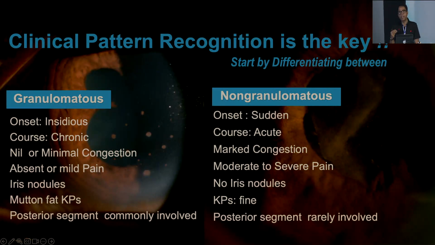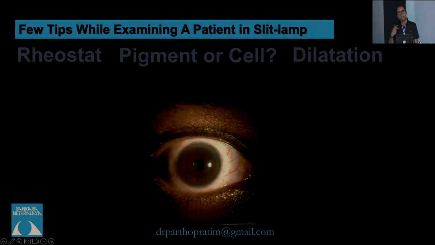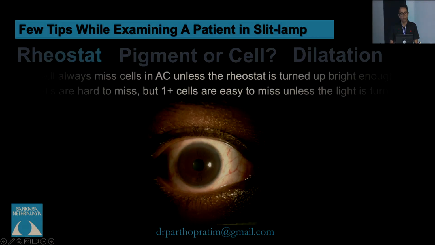But for beginning, this is the ideal classification to categorize the inflammation, and you can actually decide on your further course of action based on this classification. Now, as a postgraduate student, when you examine a patient in slit lamp in your outpatient department, three things I want to highlight. Number one is the rheostat.